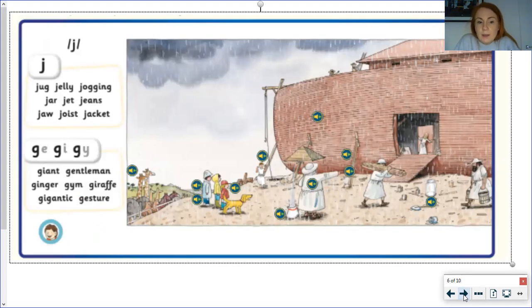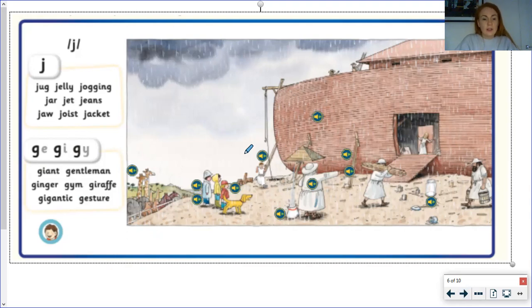Somebody building a big boat because it's raining and the animals are waiting two by two. Looks like a story from the Bible, doesn't it? Noah and his ark. And the rain is falling down and crashing to the ground, and it looks like they are building that ark, and hopefully all the animals will be saved on there. So pause the video if you want to have a little bit longer to discuss it.